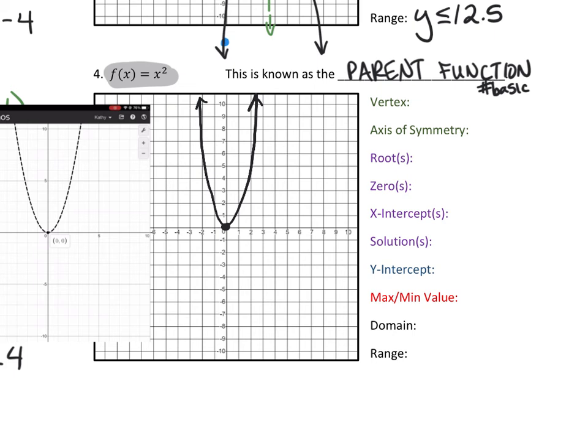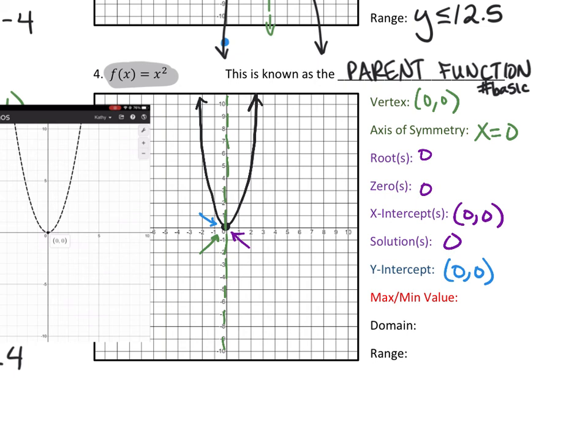All right, let's do what we know. We have our vertex. It's the turning point of the graph, highest or lowest point. That's right there. That's (0, 0), which means the axis of symmetry cuts it right in half right here, at x = 0. Its root, zero, x-intercept, and solution is also right there, which means it has a root of 0, a zero of 0, an x-intercept of (0, 0), and a solution of 0. Guess what its y-intercept is? It's also right there, which means its y-intercept is (0, 0).